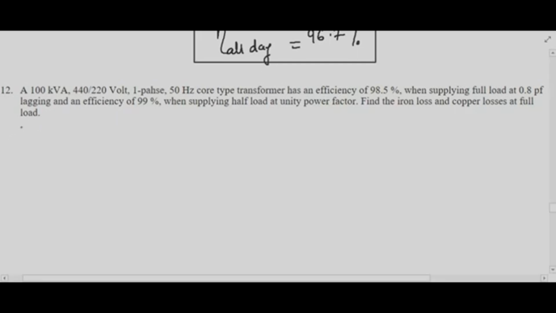So what is iron loss? Let us denote iron loss by Pi, and full load copper loss by PCU. Here the fraction X that I have taught you in my lecture while teaching you the efficiency formula, that fraction for full load, X is equal to 1 for full load copper loss.